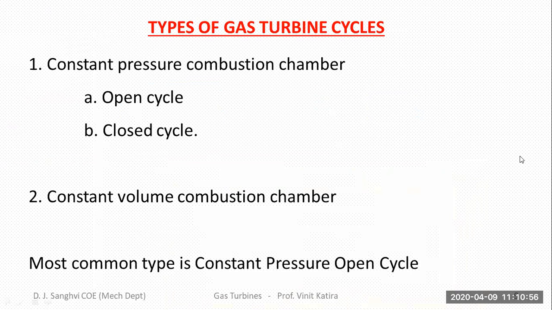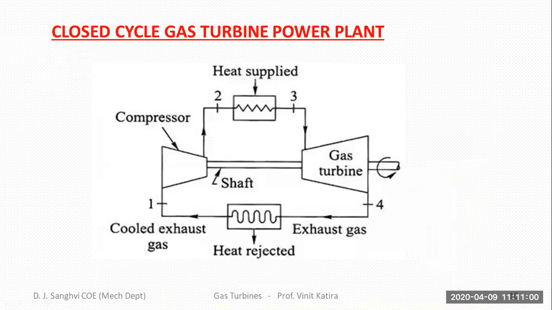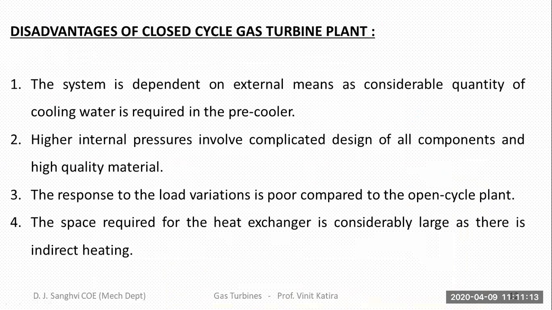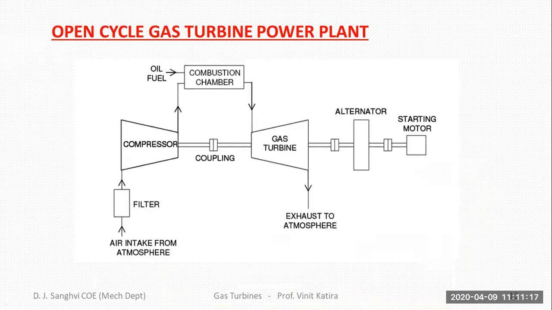So we had discussed in detail about the open and closed cycle power plants. This is how the layout looks like, the schematic diagram of a closed cycle gas turbine power plant. So we have discussed the various advantages and disadvantages of closed cycle gas turbine power plant. Then we have discussed the open cycle power plant wherein you require an additional air filter to filter the air that enters the compressor so that the dust particles don't enter the compressor.